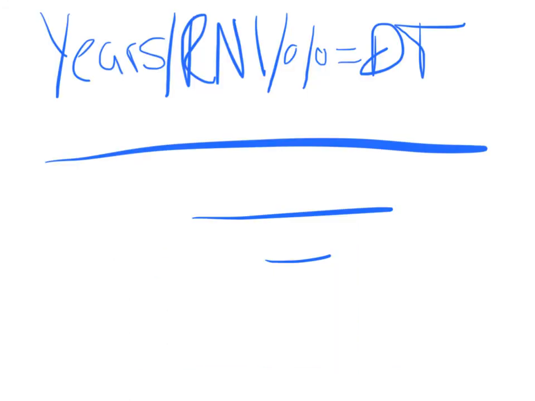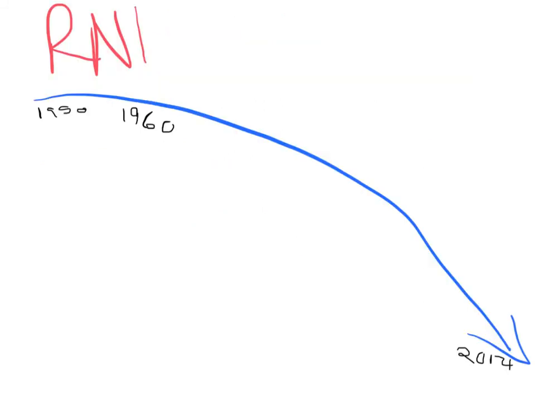RNI can also be used to calculate doubling time as follows. 70 years divided by RNI in a percentage equals doubling time. If you are calculating doubling time, immigration and emigration can be an important thing to consider.